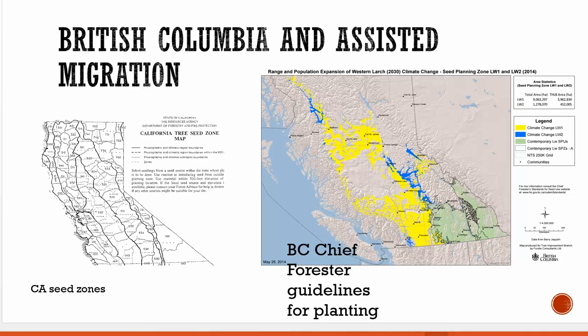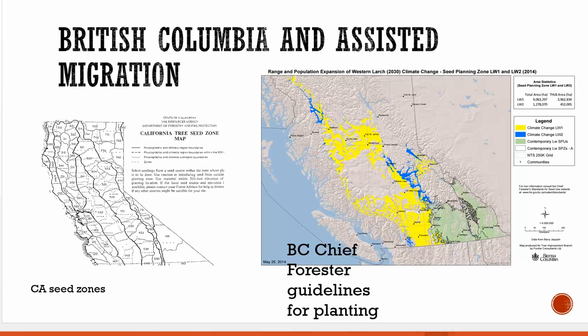Starting in about 2005 and up through 2008, and this is from 2014, the chief forester of British Columbia has taken a completely different approach, has modified their approach. They had seed zones as well, and now here you see green, blue, and yellow, and these are the current ranges of the western larch and the potential future ranges with climate change.